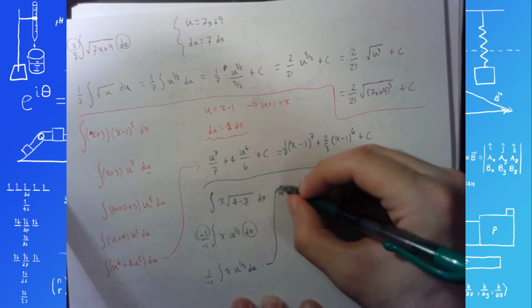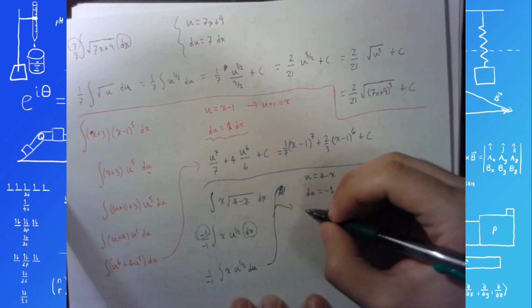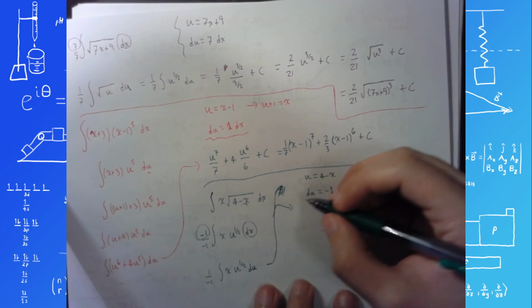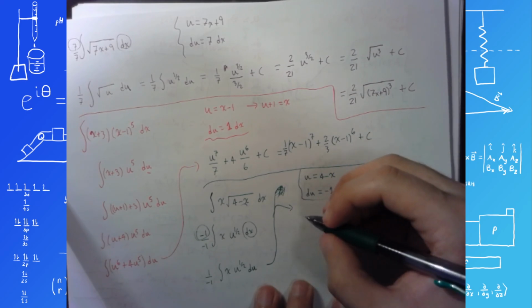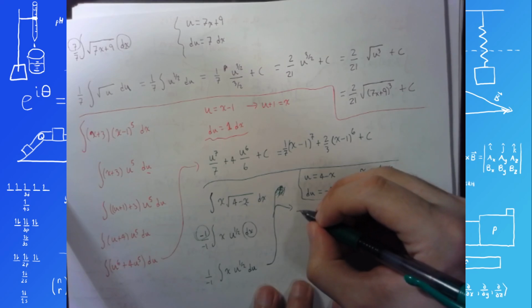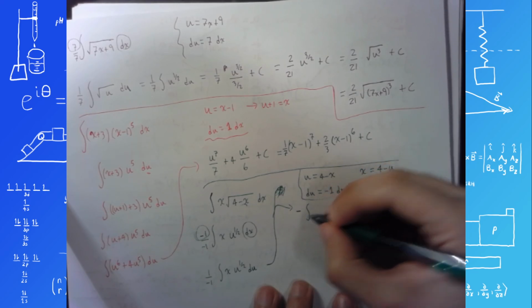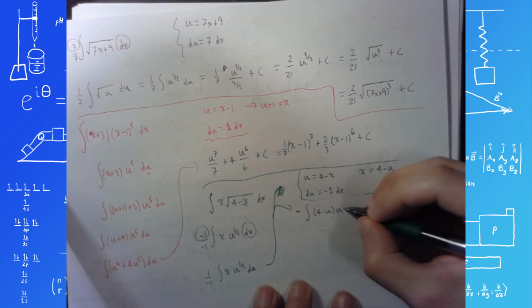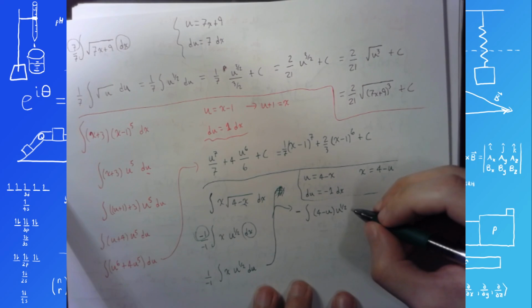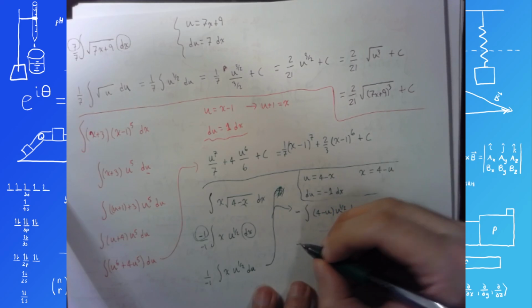I blocked my own view with my hand and didn't realize I had all this up here. Equals 1 over negative 1 is negative 1, so I'll just have a negative sign, and then integral, and then x is 4 minus u times u to the 1/2 du. I can distribute u to the 1/2.